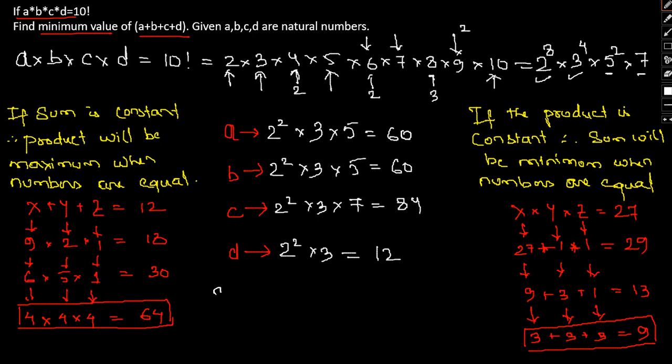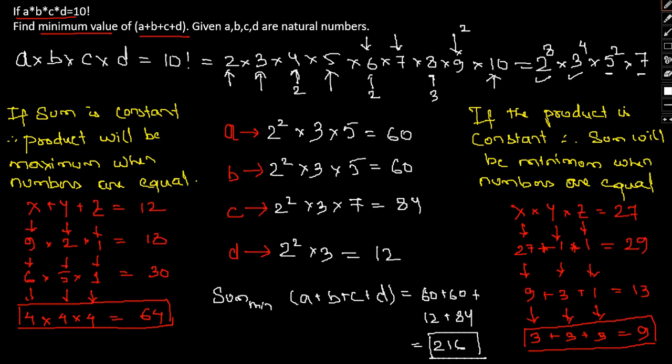So our minimum sum of A plus B plus C plus D would be 60 plus 60 plus 12 plus 84, or 216, which will be our required answer.